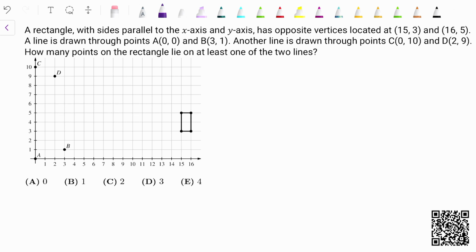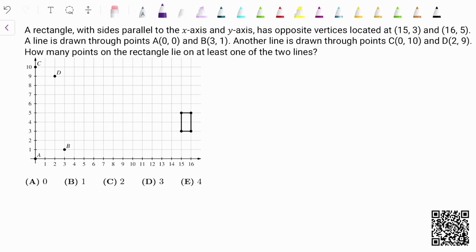It's problem number 7 of the 2023 AMC 8. A rectangle with sides parallel to the x-axis and y-axis has opposite vertices located at (15,3) and (16,5). A line is drawn through points A (0,0) and B (3,1). Another line is drawn through points C (0,10) and D (2,9). How many points on the rectangle lie on at least one of the two lines?